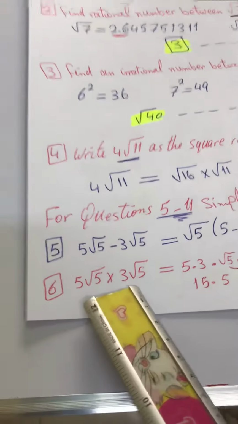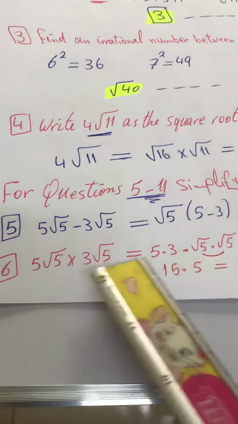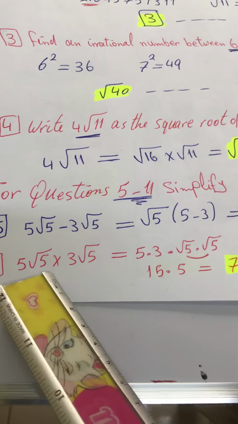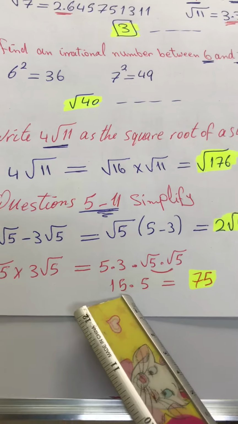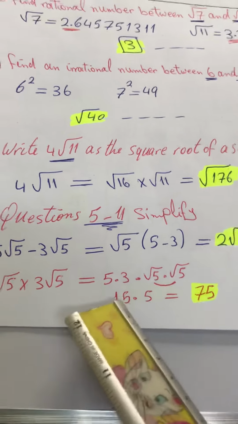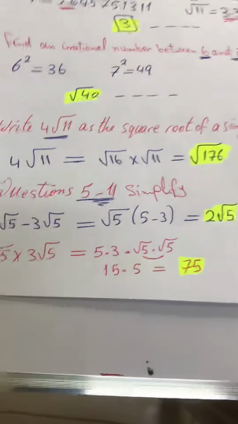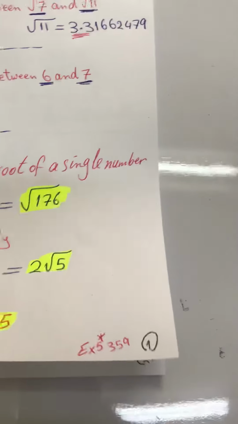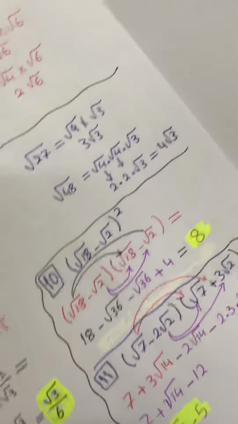In case of multiplication, you will multiply the whole numbers together. So multiply 5 times 3 and then multiply square root of 5 times the square root of 5. 5 times 3 equals 15. Square root of 5 times the square root of 5 equals 5. So 5 times 15 equals 75. Okay, this is multiplication. So we have subtraction, multiplication.